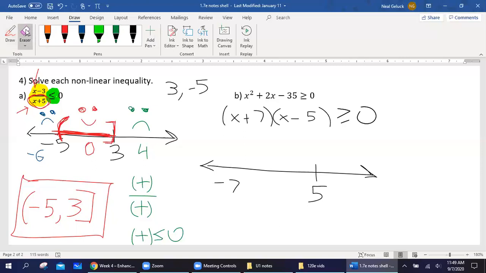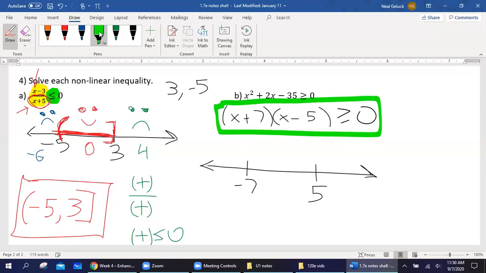So I'm going to move my -7 over a little bit so I have a little more space. I'm going to test numbers in each region, and I'm going to test them in my factored form, because if I do it in this form, all I'll really care about again are positives versus negatives. So if I test a number to the left of -7, like -8.